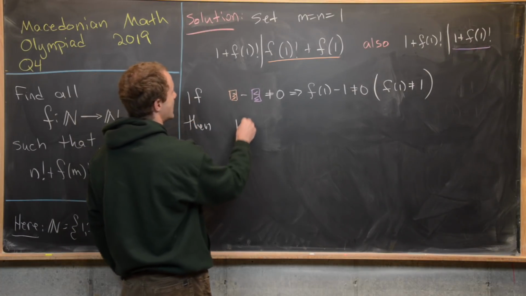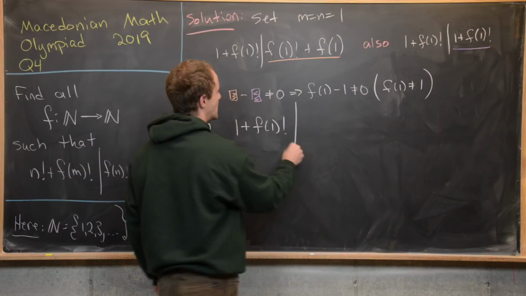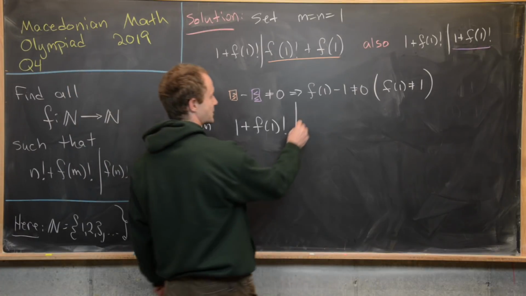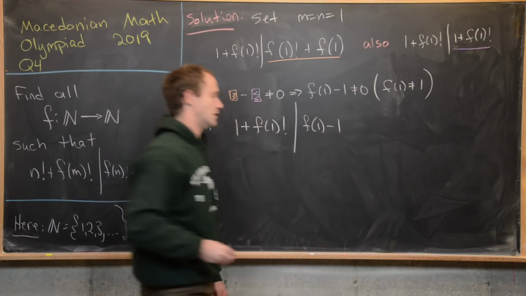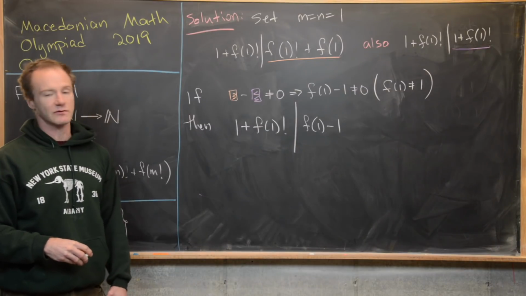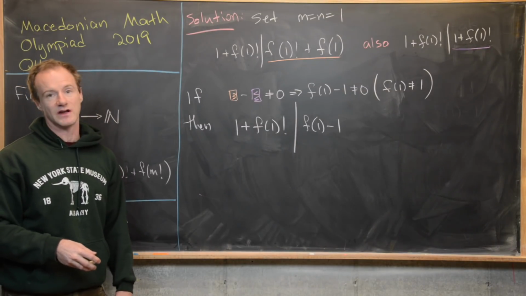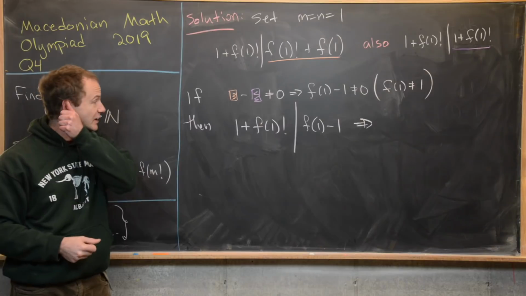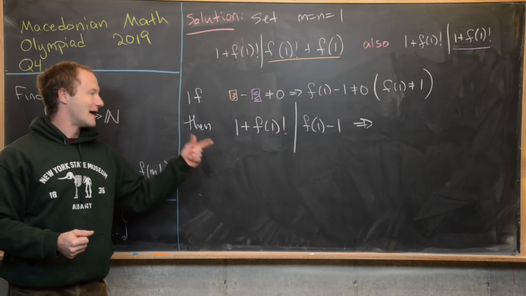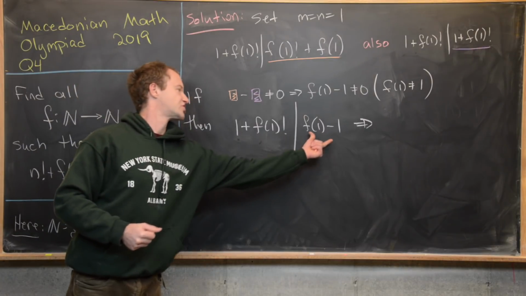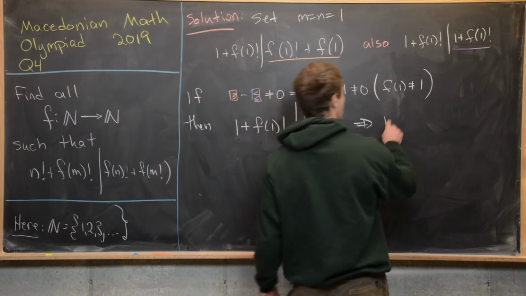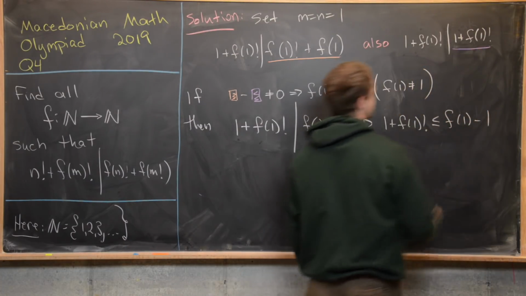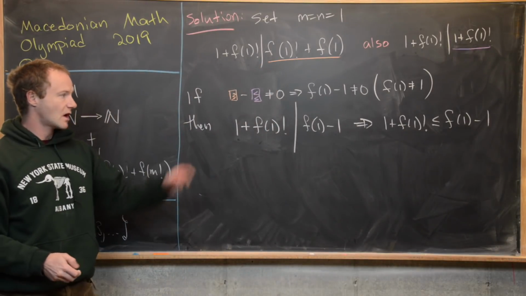Then we have 1 plus f of 1 factorial must divide orange minus purple. But dividing orange minus purple means that we're dividing f of 1 minus 1. But then a divisibility relationship has built inside of it an inequality. So if one number divides another, and we know that they're both natural numbers, then that means that this number is smaller than or equal to this number. So we can write 1 plus f of 1 factorial is less than or equal to f of 1 minus 1, like that. Okay, great.